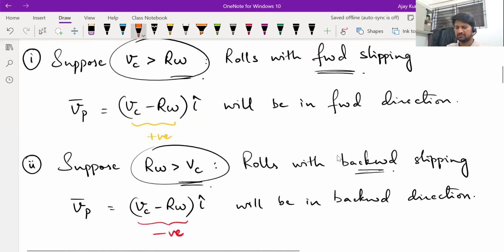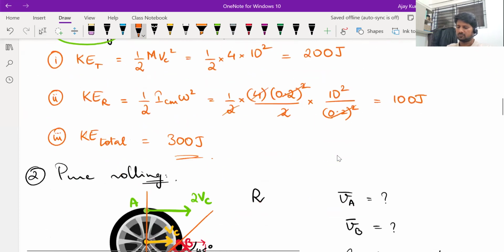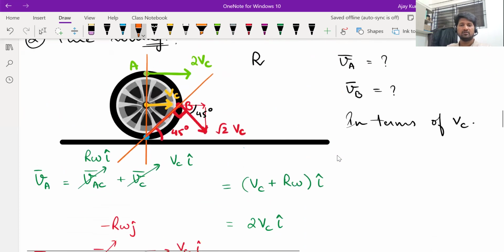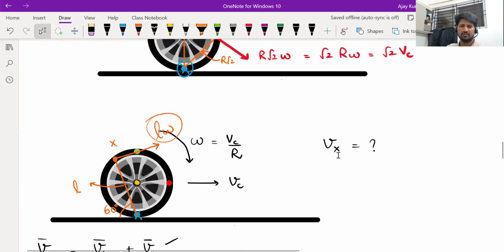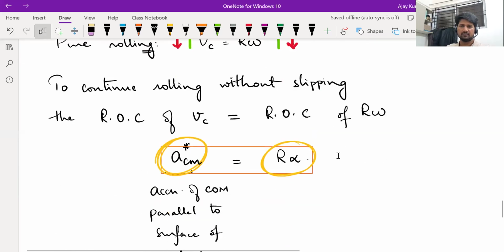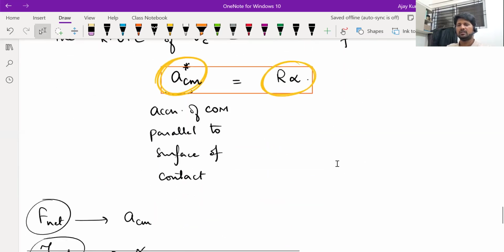Okay. Then we discussed different cases of rolling. And based on pure rolling, we solved some problems where we found energy, then speeds of different particles of the system. And last thing we talked about is accelerations of different particles of the system. Okay. And then the condition to continue pure rolling even while accelerating or if some forces are acting on it.